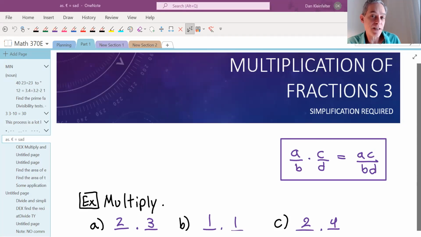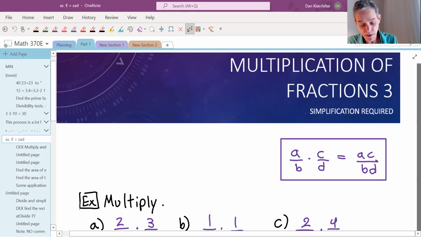Welcome back, everybody. In this video, we're going to continue working on multiplication of fractions. In particular, we'll be working on situations in which we actually have to simplify our fractions in the course of doing our calculations, and also we'll see some examples of finding areas of triangles and parallelograms and rectangles, as well as some general applications. So let's start.